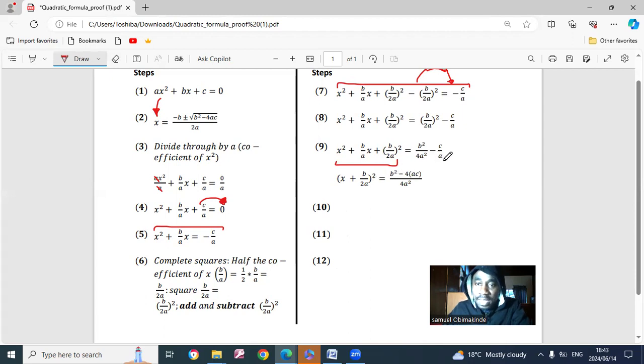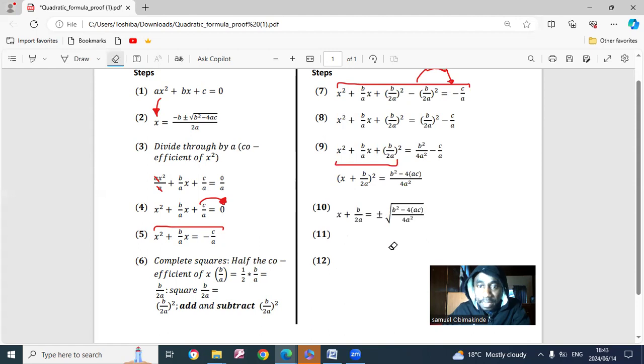And on the right-hand side here, we found the LCD, the lowest common denominator. The lowest common denominator here is 4a squared. 4a squared divided by 4a squared is 1, times b squared is b squared. 4a squared divided by a is 4a, times negative c. That will give us negative 4ac.